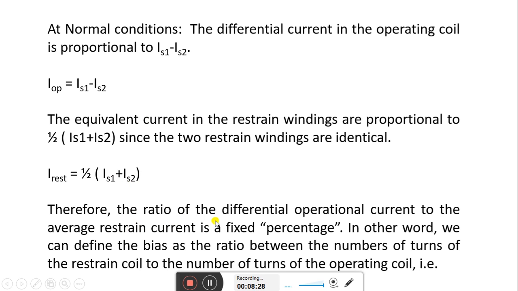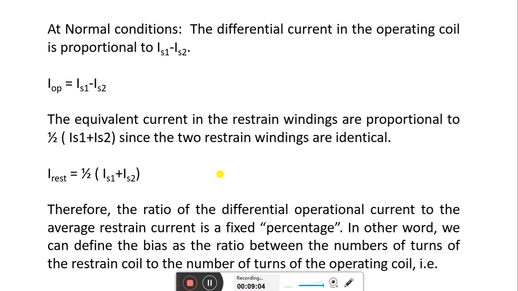Therefore, the ratio of the differential operating current to the average restraining current is a fixed percentage. In other words, we can define the bias as the ratio between the number of turns of the restraining coil to the number of turns of the operating coil. This is the specialty of this coil, because the operation depends upon the number of turns of the operating coil to the number of turns of the restraining coil.